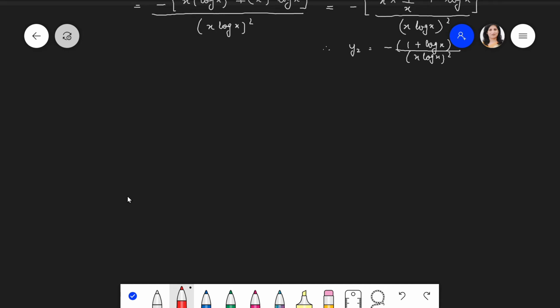So next let's try out question number 12. Okay, the 12th question, there is an equation given. Y is equal to cos inverse x, and then we have to find the second order derivative of y with respect to x in terms of y alone.